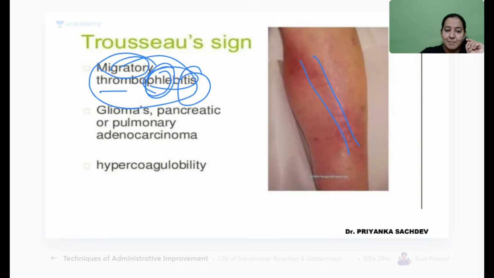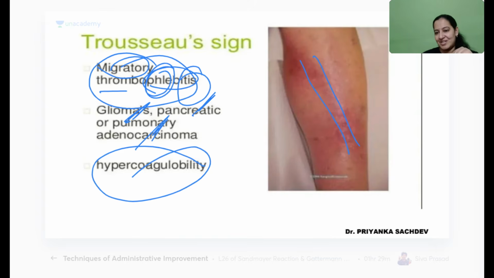Migratory thrombophlebitis is typically seen in gliomas of the brain. It is seen in pancreatic tumor and pulmonary lung cancer. So it is due to hypercoagulability, due to thrombus formation inside. Done. So yeah, I'm done with all.